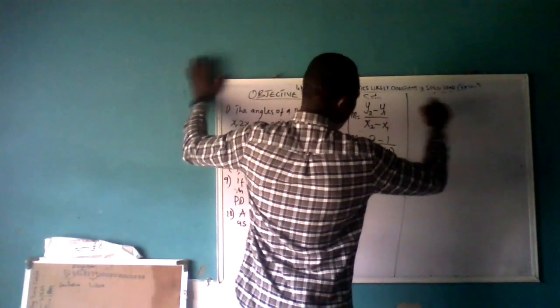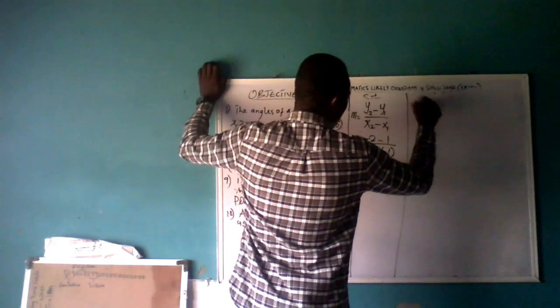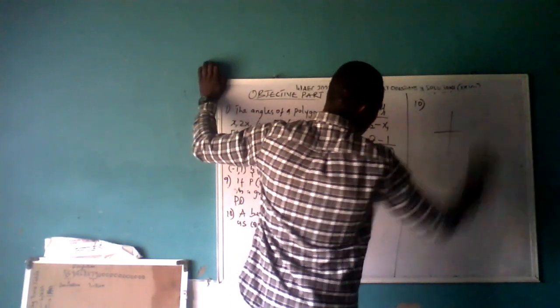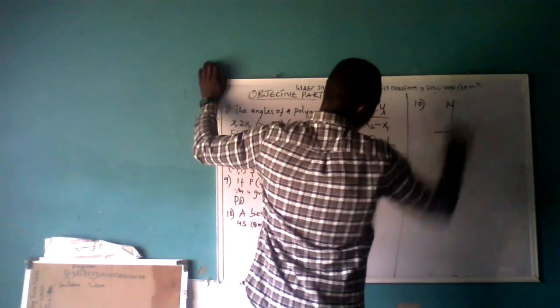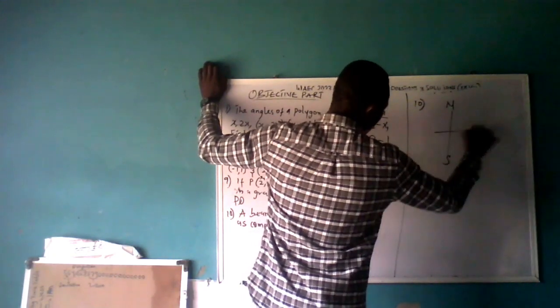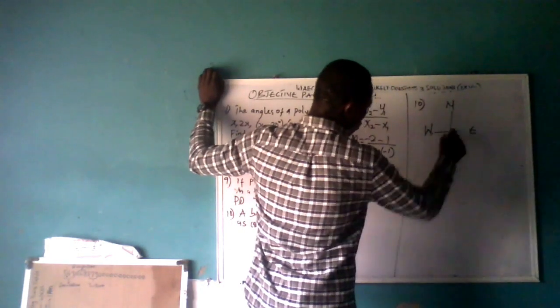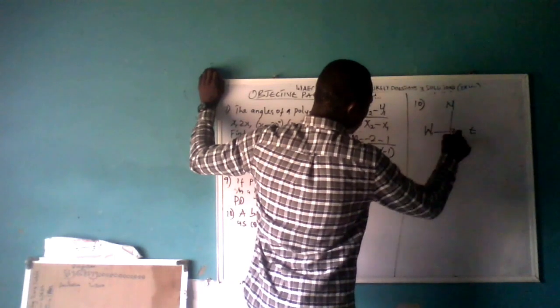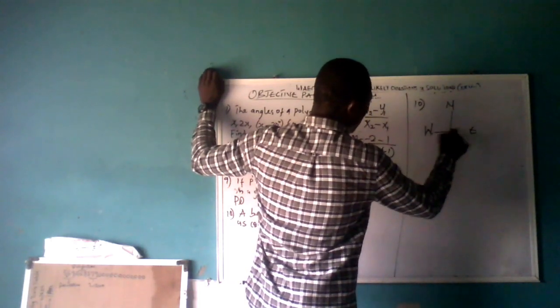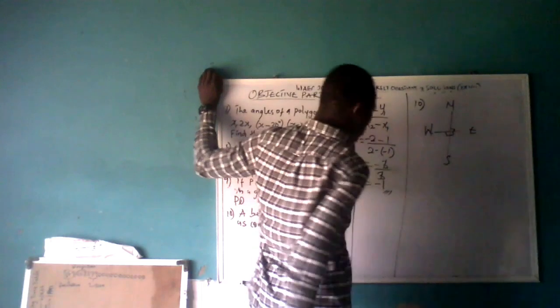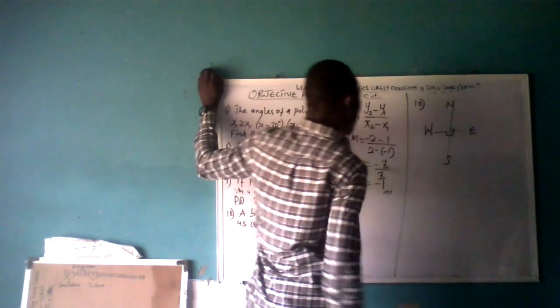Don't forget that when it comes to bearings, the first thing you have to do is draw your cardinal points. You have north, south, east, west. This to this is 90 degrees, this to this is 90 degrees, 90 plus 90 is 180, and this to this is another 90, so 180 plus 90, that's 270.